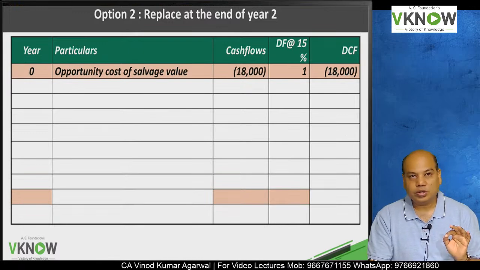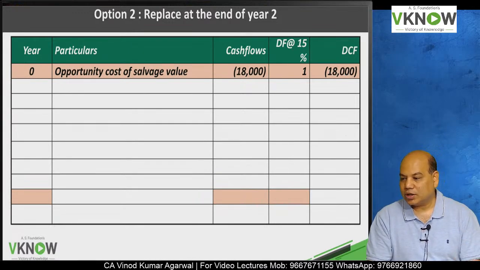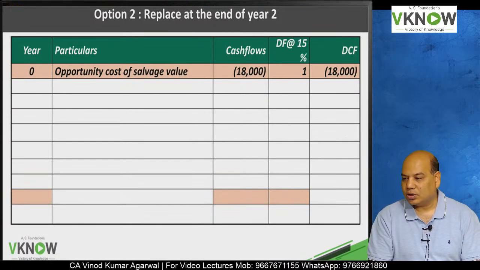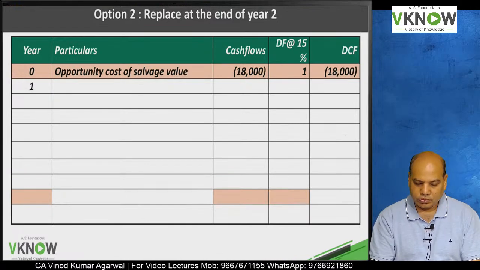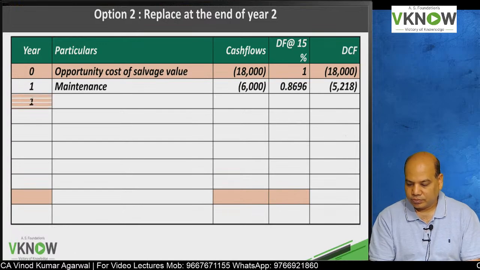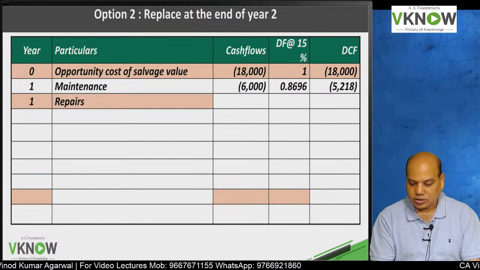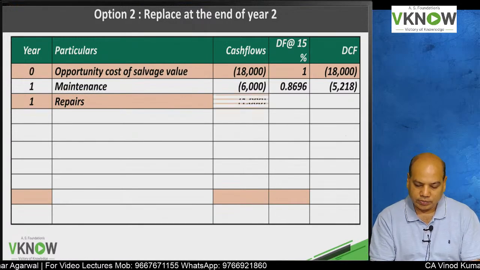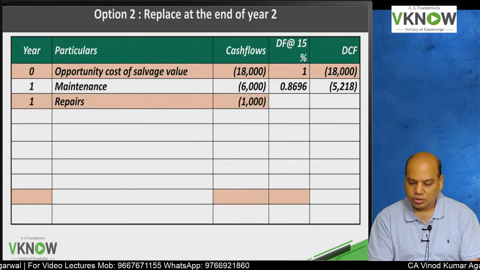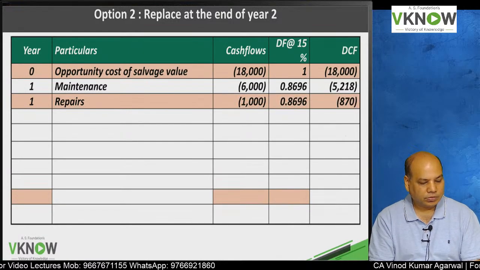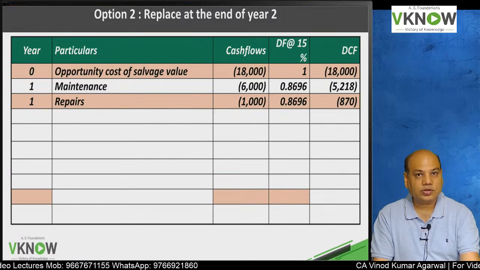Year 0 opportunity cost of salvage value 18,000. Then year 1 maintenance 6,000 rupees, present value 5218. Year 1 repair 1,000, present value 870. Now wait, I am going to ask you a question.